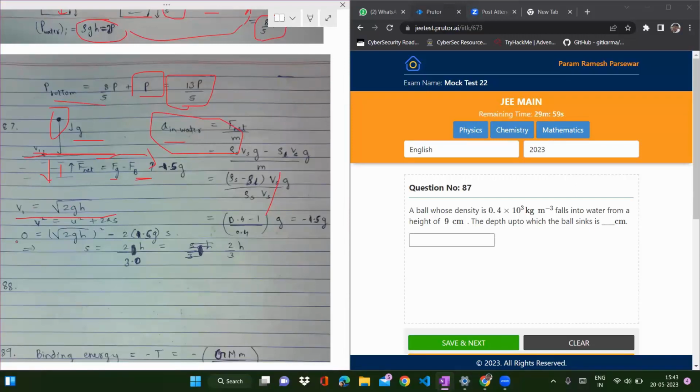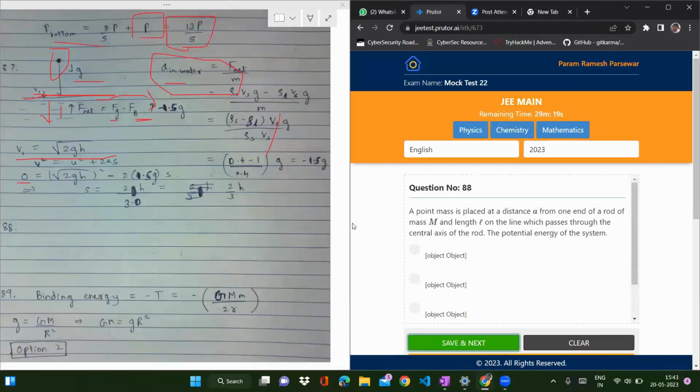To put the values, the final velocity will be 0, as the ball will keep on decelerating as it goes on sinking, and it will travel a certain distance, and after that the velocity will be 0. We have put the initial velocity as under root 2gh. The acceleration will be minus 1.5 g, and s will be the distance traveled, the depth which it has covered, which we need to calculate. It comes out to be 2h by 3, where h was the original height, and the original height was 9 centimeters, so 2 by 3 times the original height comes out to be 6 centimeters.